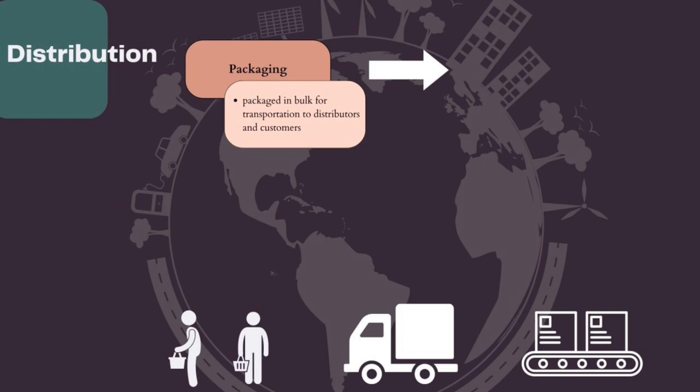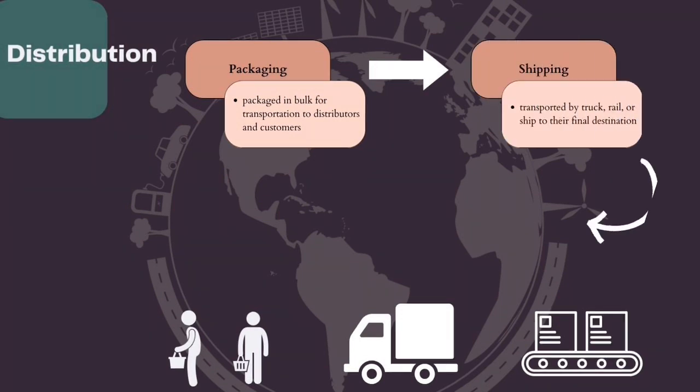Firstly, packaging. Once the polystyrene products have been manufactured, they are typically packaged in bulk for transportation to distributors and customers. This packaging may involve the use of cardboard boxes, plastic wrap, or other materials to protect the products during shipping. Secondly, shipping. Polystyrene products are typically transported by truck, rail, or ship to their final destination. During shipping, the products may be subjected to various environmental factors, such as temperature and humidity, that could affect their quality or performance.